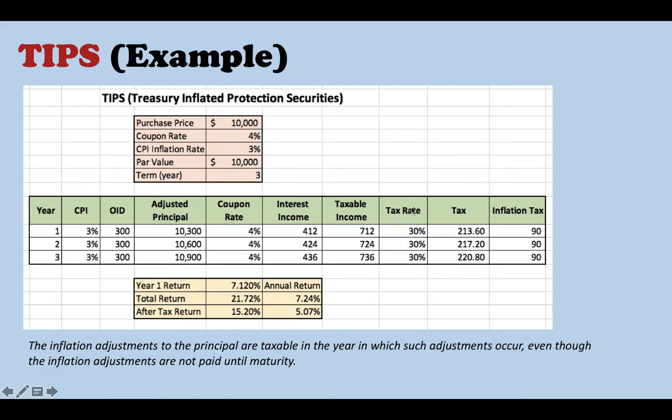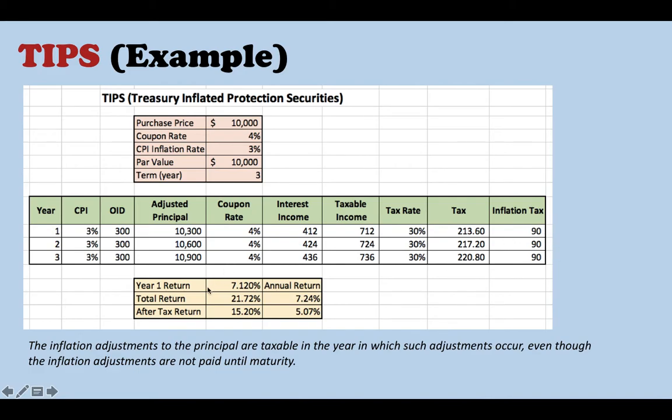So let's say your marginal federal tax rate is 30%. Then your taxable income is 712, so your tax is $213.60. So this is your tax for year 1. Then you can see your tax on the inflation adjusted portion, which is the $300, is $90 each year. So this is the tax on the inflation. I know, the government taxes you on the inflation.